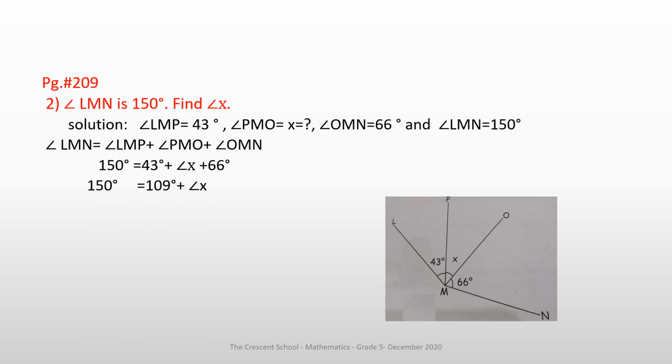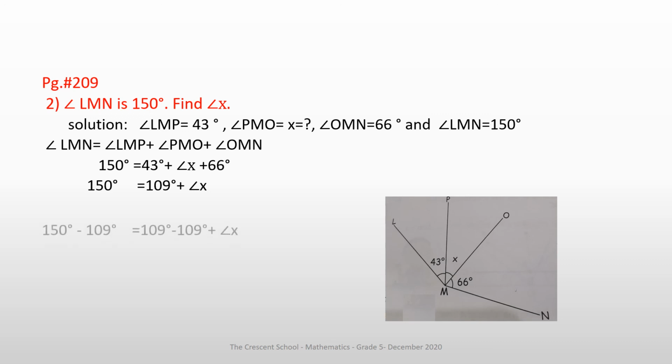Sum of 43 degree and 66 degree is 109 degree. To calculate angle X, we will eliminate 109 degree from right side. For this, we will subtract 109 degree from both sides of the equation.